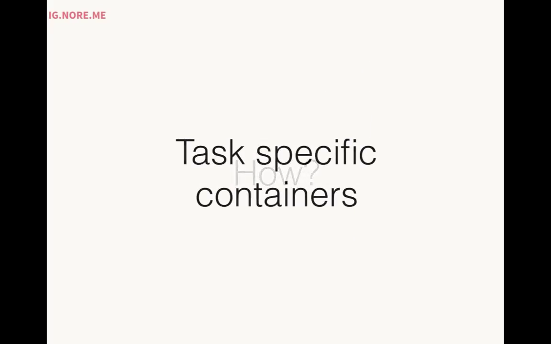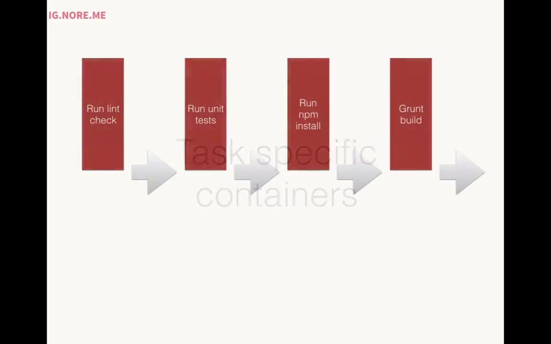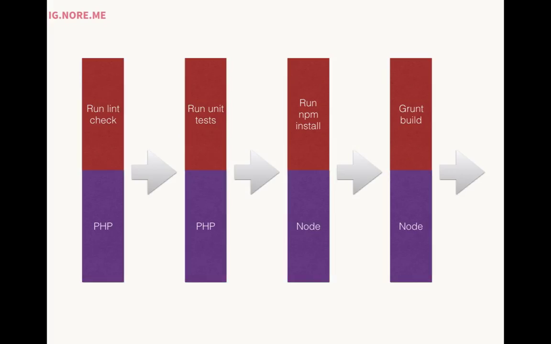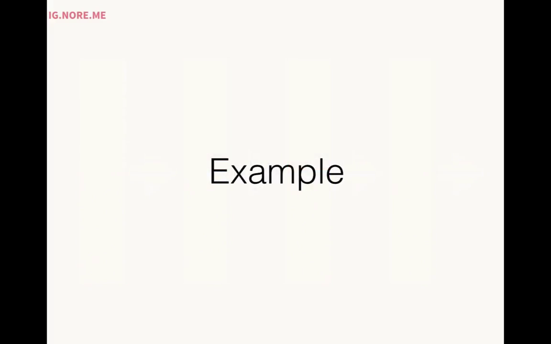No, instead, what we can do is build task-specific containers. These containers will be aimed at doing single tasks, or rather, single kinds of tasks. So, what that would mean is, if we look at these 4 steps again, we could run each of these on a container. PHP container for the lint and unit test, and node containers for npm or grunt. Now, let me use an example to clarify this a bit.